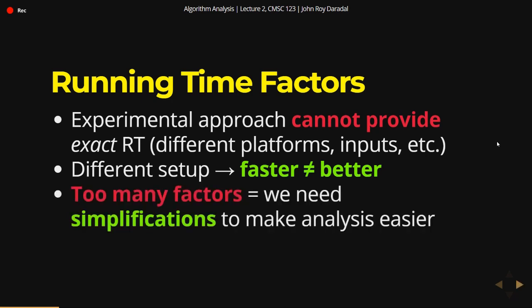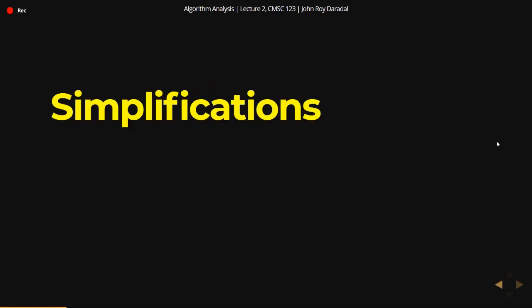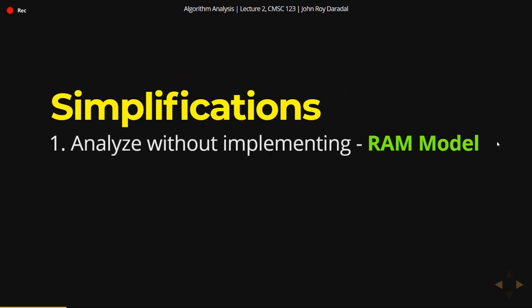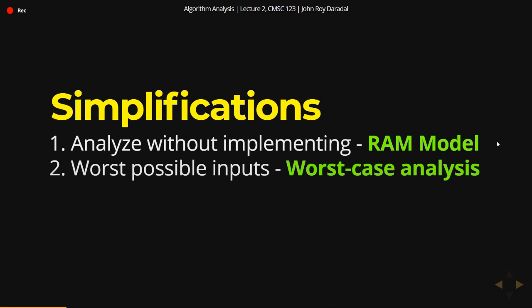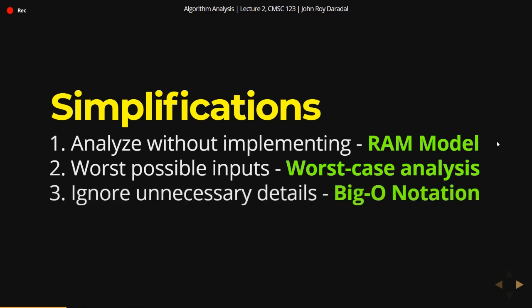So because of these factors, there are too many factors that we need to consider. We need simplifications to make our analysis easier. And those three simplifications are what we will discuss today. Number one, we will talk about the RAM model, which we can use to analyze the algorithm without actually implementing it. Next, we will also use worst case analysis, so we'll assume the worst possible type of inputs. And finally, we will also use big O notation, wherein we ignore unnecessary details of the running time's equation.